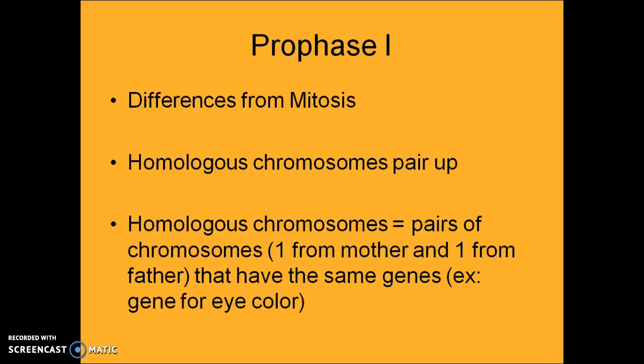There is one major difference from mitosis, however. During prophase 1 of meiosis, the homologous chromosomes are going to pair up. We haven't heard that term before. Homologous chromosomes are pairs of chromosomes in which you have one from your mom and one from your dad that have the same genes in the same places. Now, those might be different gene forms, like for example, the blue eye form versus the green eye form, but they're the same types of genes, like eye color, in the same places.